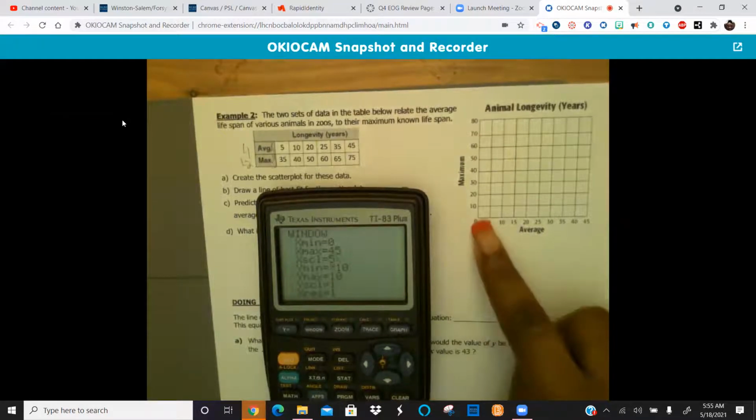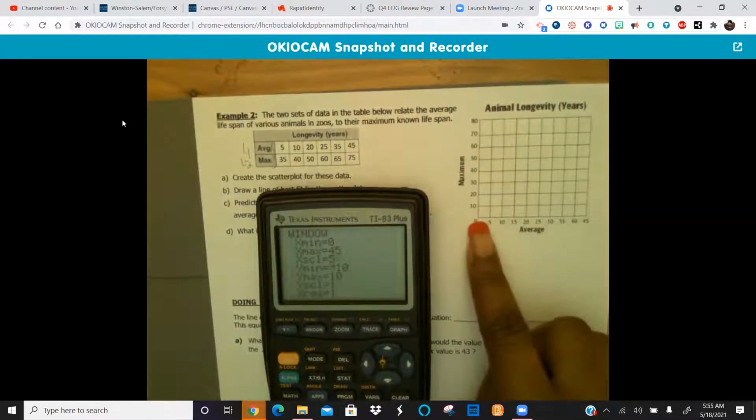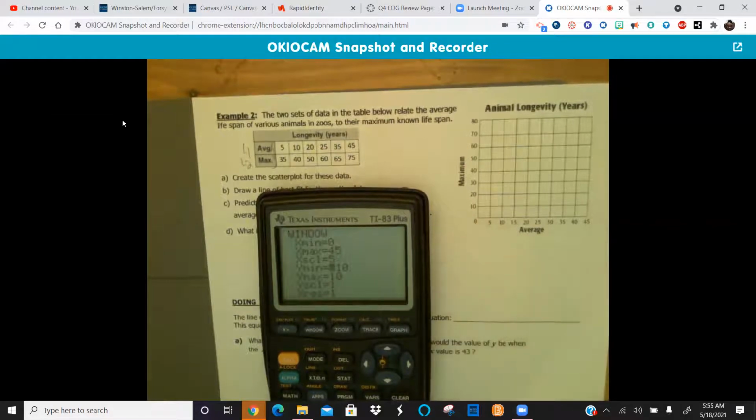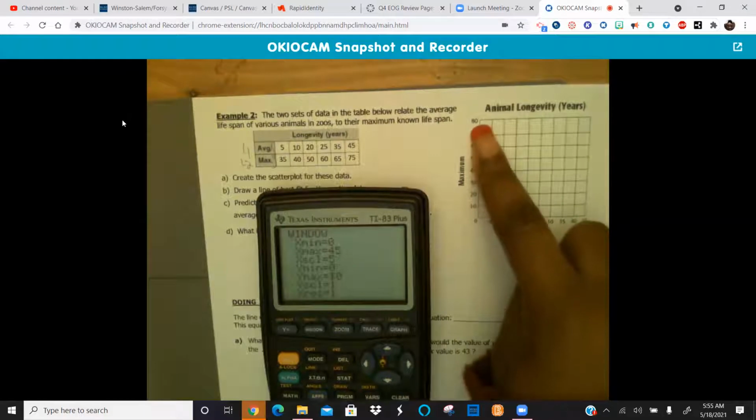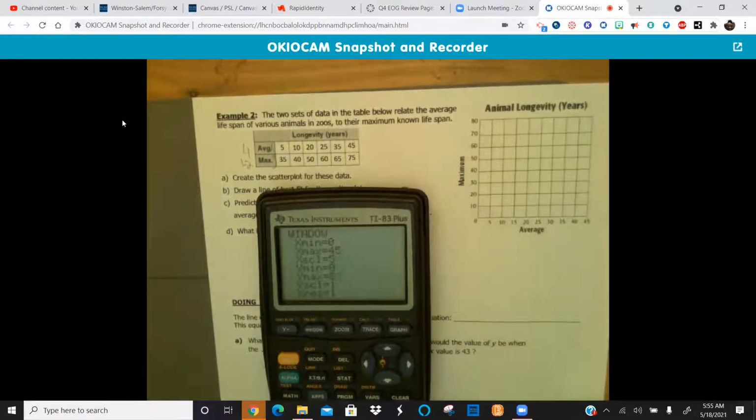Now look at my y. My smallest y value is 0. So I'm going to put 0 here, Y min. My highest y value is 80. So I'm going to put 80 here. Okay. And this is going up by 10s. Okay. And I leave x res alone. So now I can graph it.